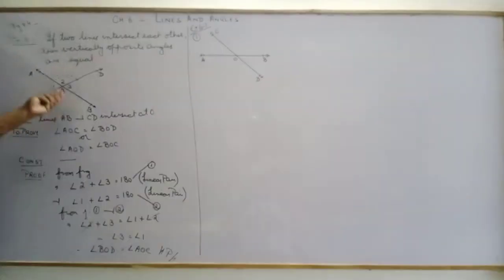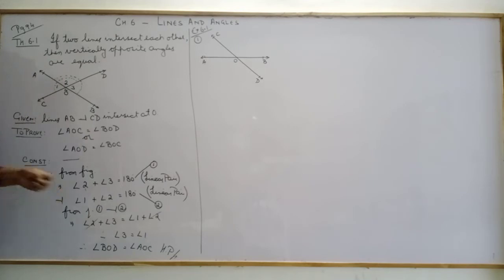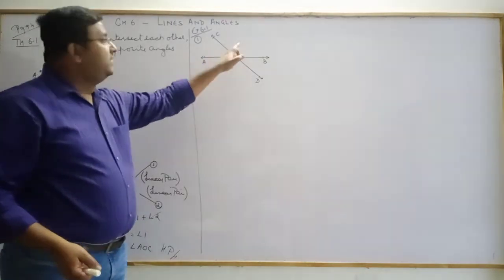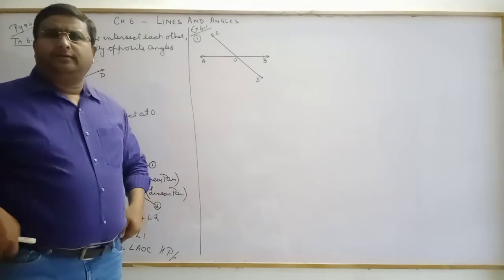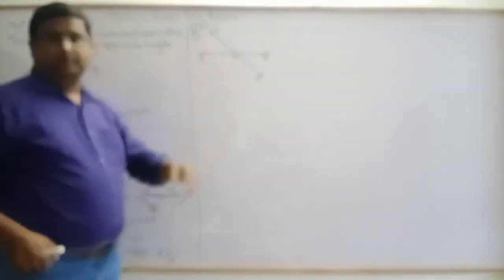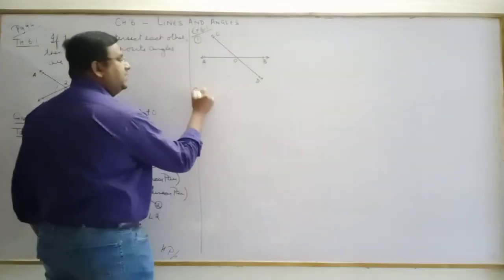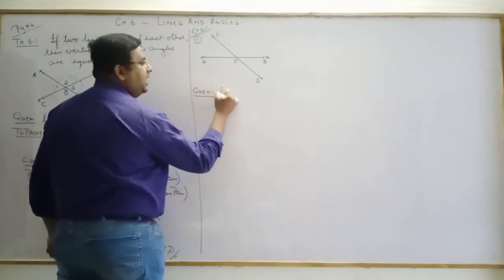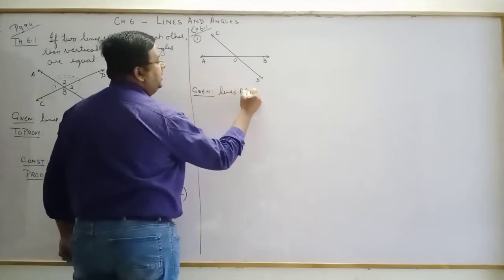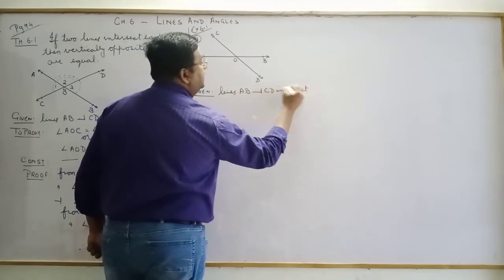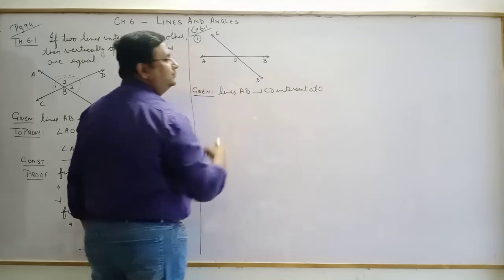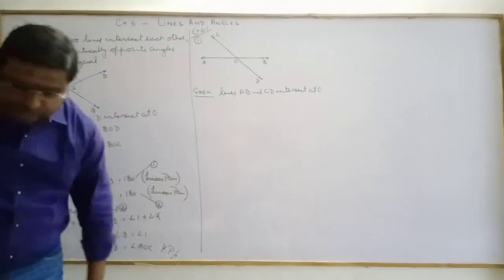So here, as soon as we see two lines intersecting, what do we see? Vertically opposite angles are equal. The sum of angles on a line is how much? 180. Vertically opposite angles are equal. Can we see that? We don't have to think anything. We just have to see. What is given to us? First thing given to us: lines AB and CD intersect at O. Correct?